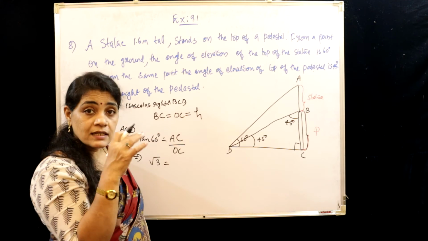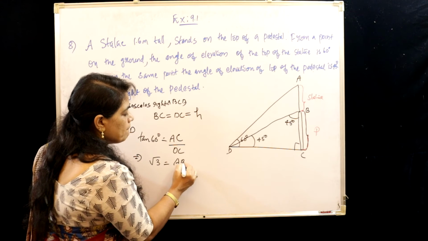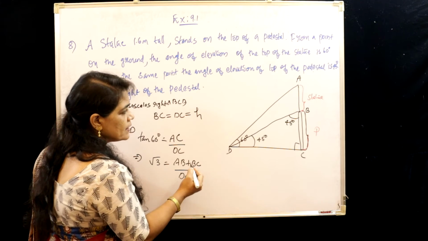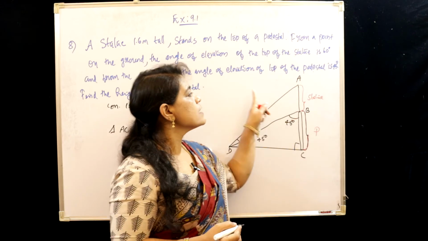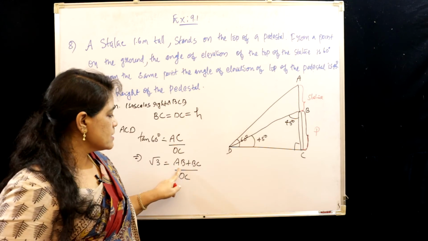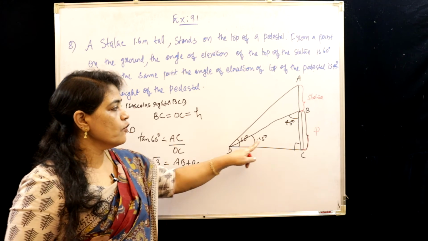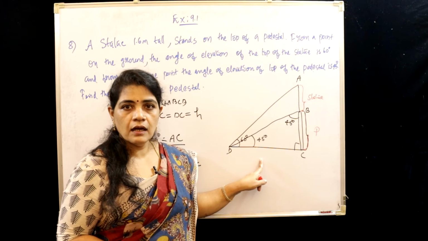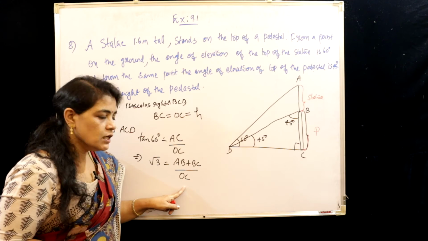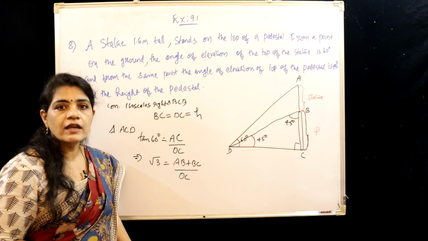AC you can write in terms of AB plus BC, divided by DC. See children, here the height of the statue is given as 1.6 meter. So you can substitute that here as 1.6 meter. And since this forms an isosceles right triangle, BC equals CD. So actually in this equation, even if we have 3 variables, this is reduced into one single variable.